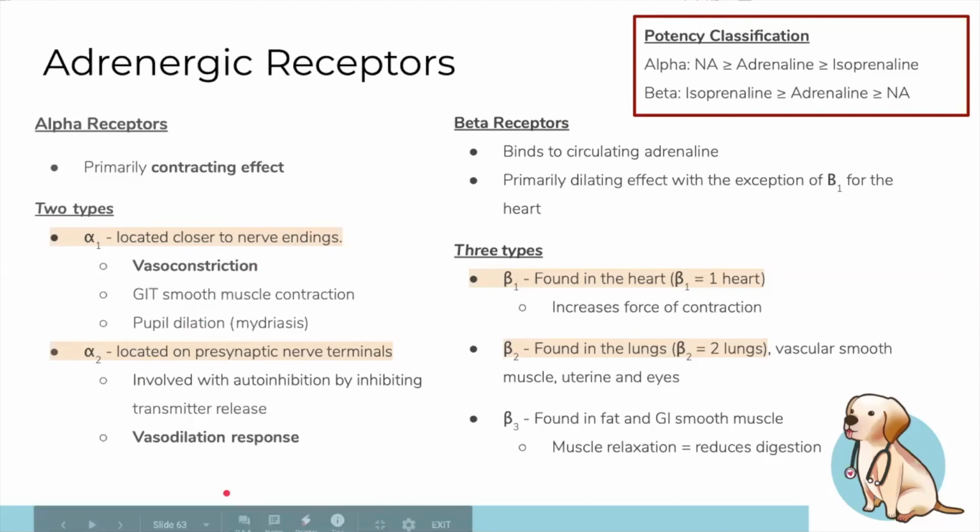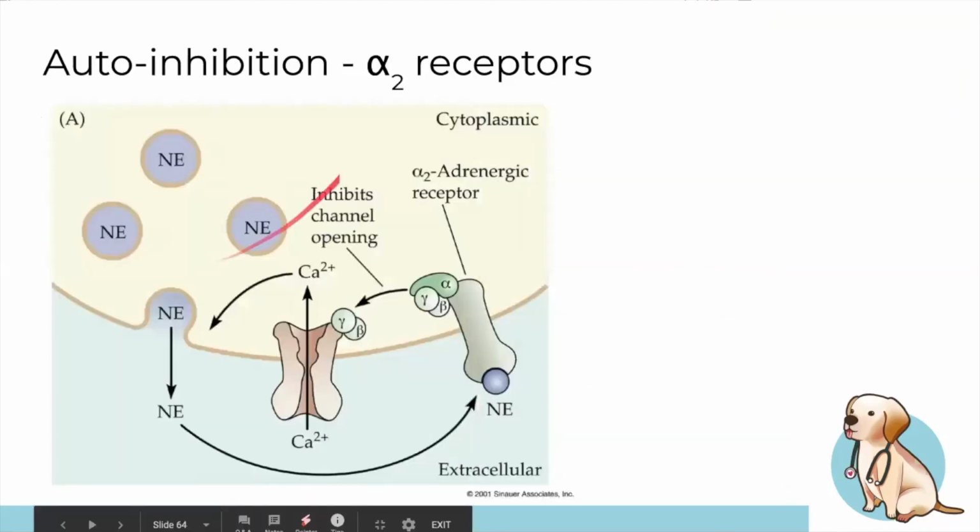So alpha 2 is basically involved in auto inhibition. What happens is if you have a lot of noradrenaline, this is just norepinephrine, the American way of saying noradrenaline, in the synaptic cleft, there's actually a receptor on the presynaptic axon, and this noradrenaline will bind to this receptor to tell the axon to please stop firing because otherwise we're going to have way too much. So it's a form of auto inhibition.